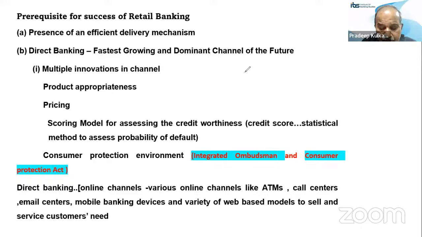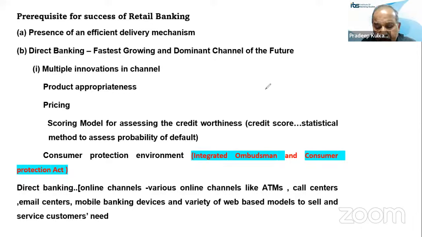The Deputy Ombudsman and Ombudsman are appointed by the Reserve Bank of India. They are senior executives of the Reserve Bank. A Chief General Manager level person is appointed as Ombudsman, and the Deputy Ombudsman is Deputy General Manager and above. They are normally appointed for a period of 3 years, and their tenure can be extended.